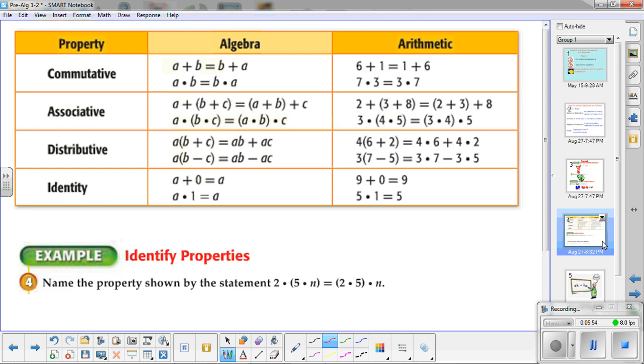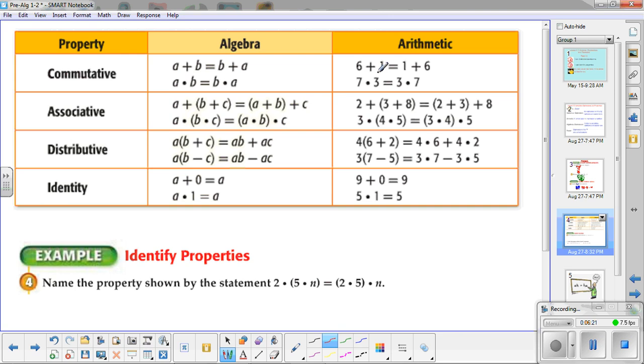All right, the last thing we're going to do is talk about properties. The commutative property means that you can switch the order around in an addition or multiplication problem, and you would get the same answer, such as 6 plus 1 is the same thing as 1 plus 6, and 7 times 3 is the same thing as 3 times 7.